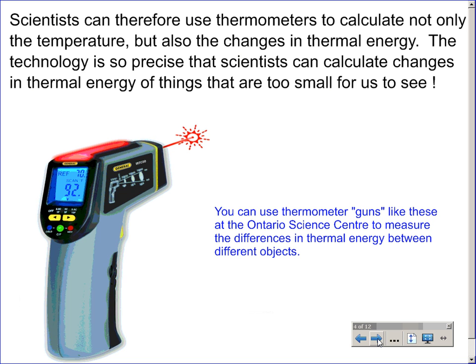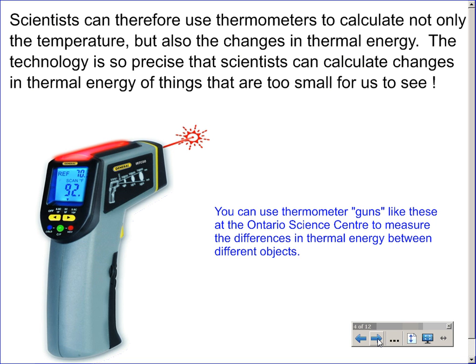Scientists can therefore use thermometers to calculate not only the temperature, but also the changes in thermal energy. The technology is so precise that scientists can calculate changes in thermal energy of things that are too small for us to see.